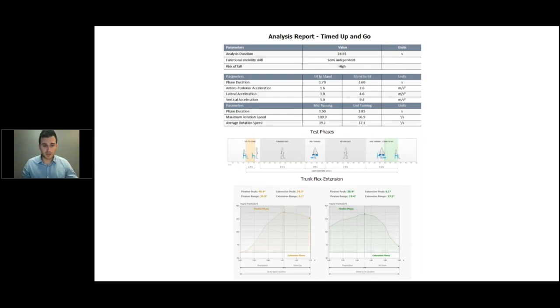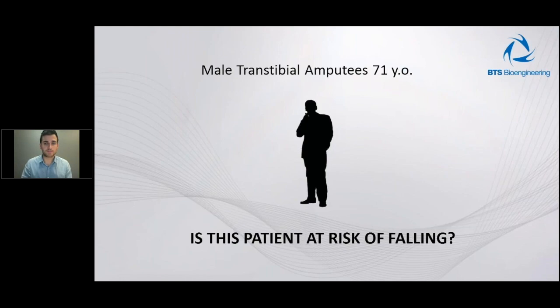Now, to better understand the potential of the system in characterizing the falling risk and the situation of the patient, let's present two clinical cases. The first one is a man of 71 years old with transtibial amputation. To determine if the patient is at risk of fall, we perform the Timed Up and Go test on the patient.